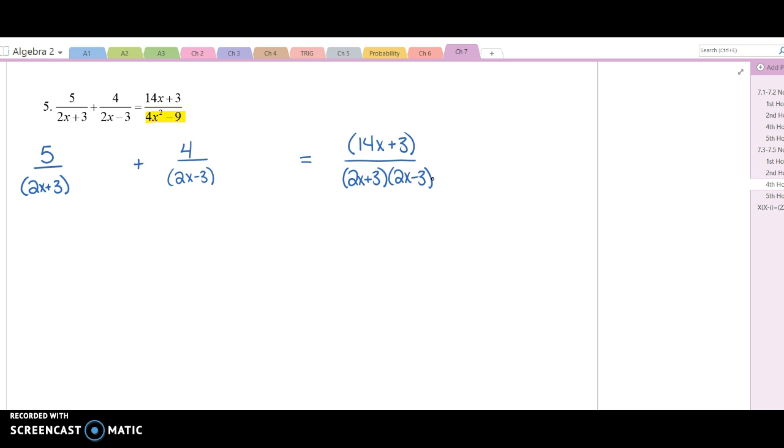Now, what are the distinct denominators? 2x plus 3 and 2x minus 3. Doesn't matter if they're repeated, as long as you have a 2x plus 3 somewhere in the denominator and a 2x minus 3 somewhere in the denominator, you need to multiply by that. So we're multiplying all terms by 2x plus 3, 2x minus 3.